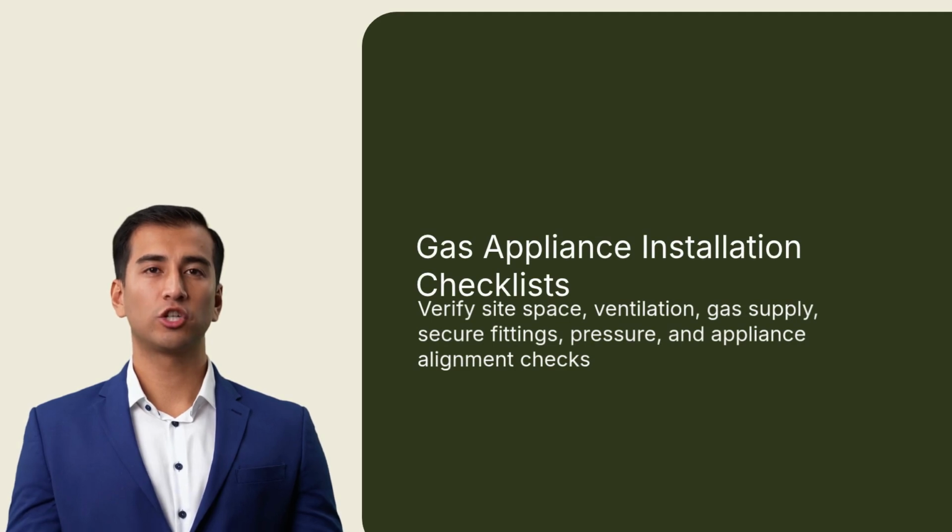The checklist begins with site preparation, where technicians verify enough space, proper ventilation, and access for maintenance. Next comes gas supply and connections, including correct pipe sizing, secure fittings, and required pressure levels. Appliance installation then checks positioning, mounting, and alignment against manufacturer guidelines.